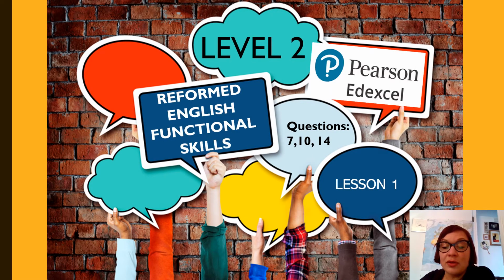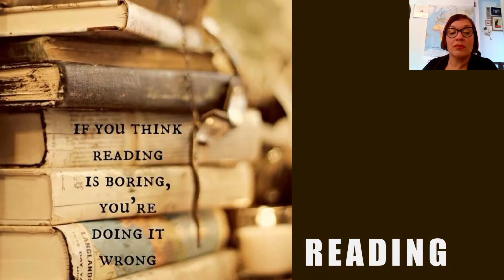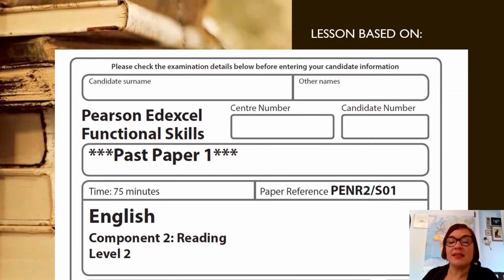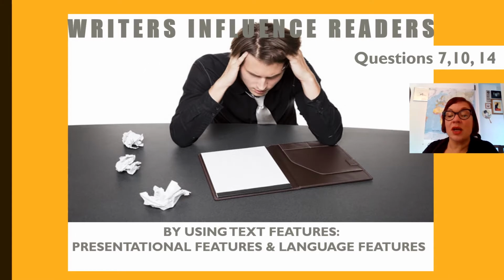Hello, this is the Level 2 Reformed English Functional Skills reading paper, focusing on questions 7, 10, and 14, Lesson 1. If you think reading is boring, you're doing it wrong. So this lesson is based on this particular paper, which is PENAR 2. We're going to start with questions 7, 10, and 14 because they're related questions. And this is to look at how writers influence readers by using text features.